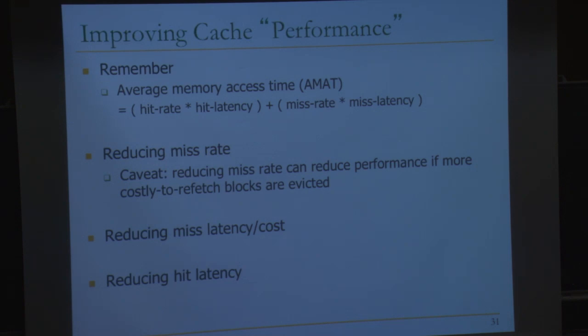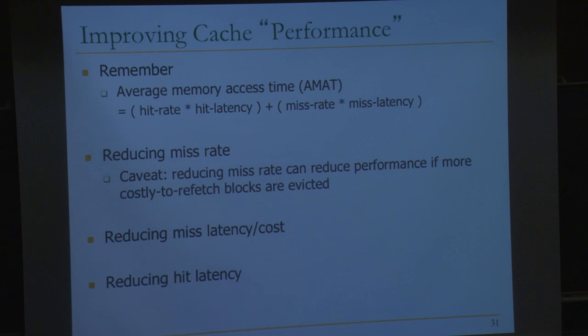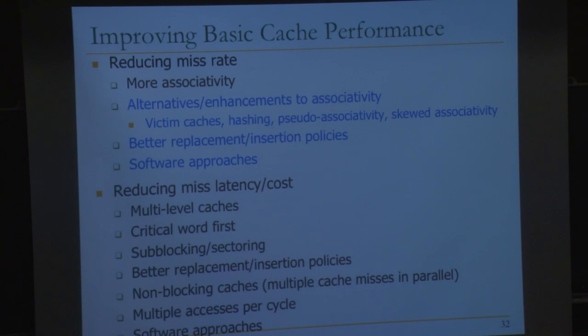You can reduce the miss latency or the miss cost. And there are ways of doing that, right? Actually, the whole purpose of a hierarchy, adding more levels, is to reduce the miss latency. That's the goal. And we'll see other ways of doing that also. Reducing hit latency is another way of improving performance, right? And that's usually difficult, because once you've decided the size of your cache, it's difficult to reduce hit latency. So I'd like you to think about how you could do this potentially.